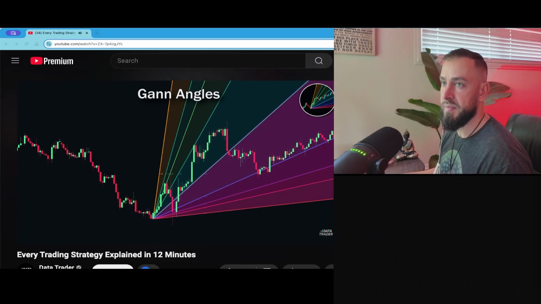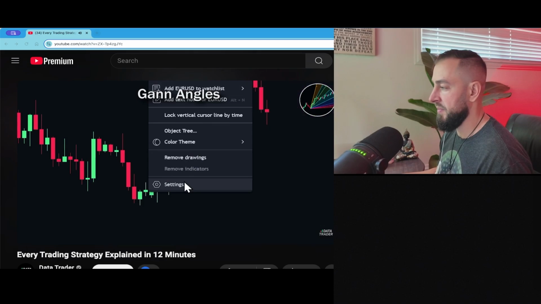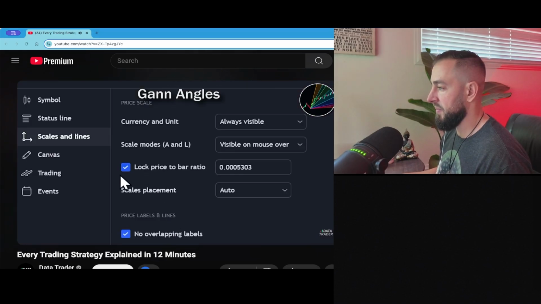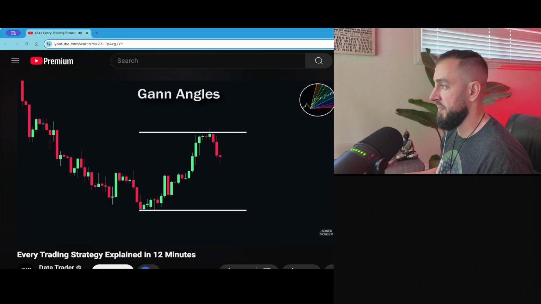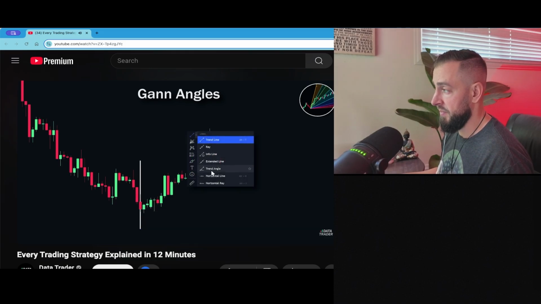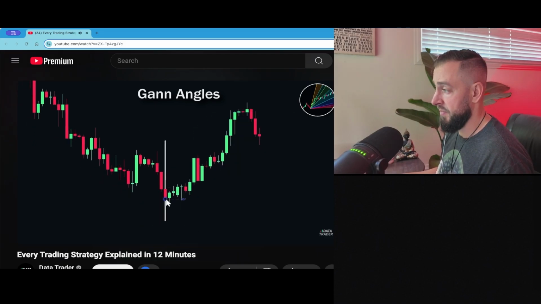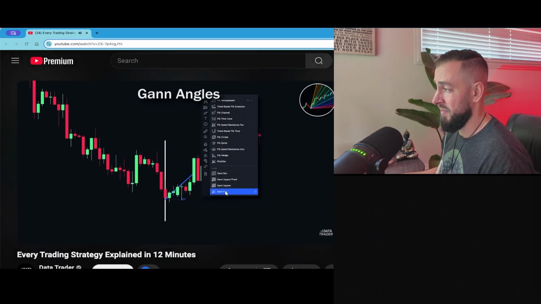To apply the Gann angles, first you go to Settings, then make sure to check the lock price to bar ratio. Next, identify a market range and mark the swing low and the swing highs of that range. Then, draw a straight vertical line at the start of the range. After that, select the trend angle tool and measure 45 degrees. Then, use the Gann fan tool and place it at the 45.